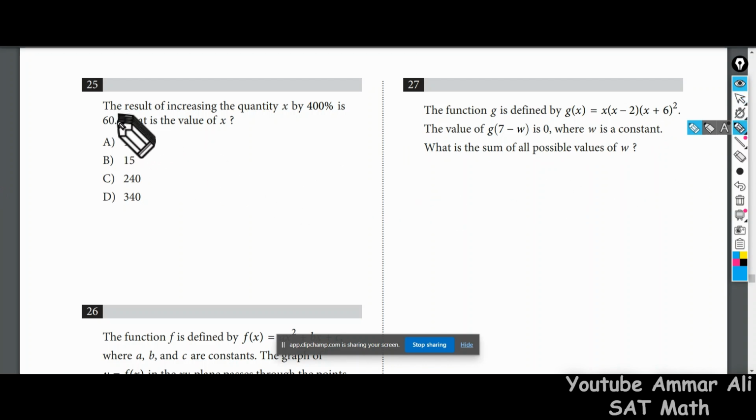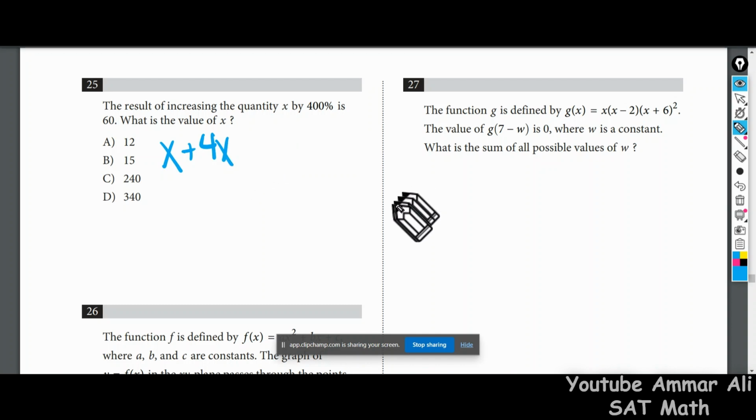Now, this one, the result of increasing the quantity x by 400% is 60. What is the value of x, right? So let's start by writing this one out. All we got to remember is we have our original value x plus 400% increase, right? So we're increasing x by 400%, meaning we are basically just adding 4x, right?